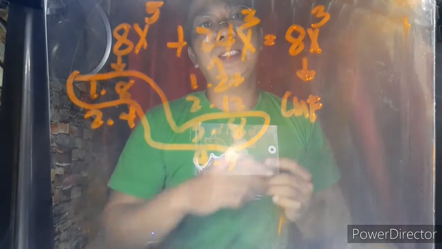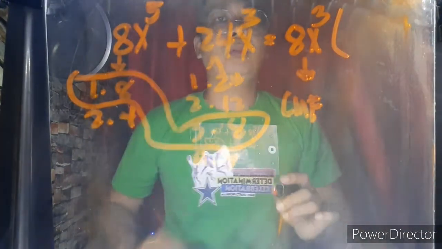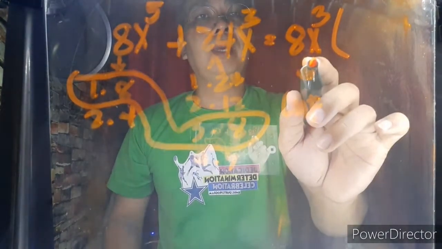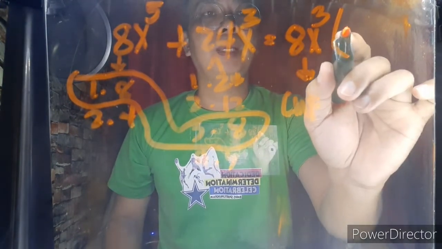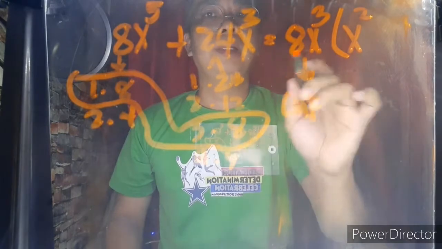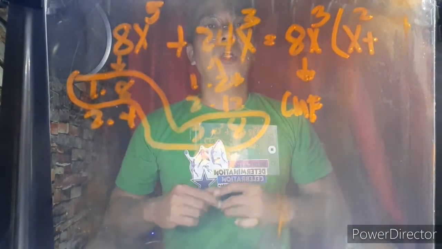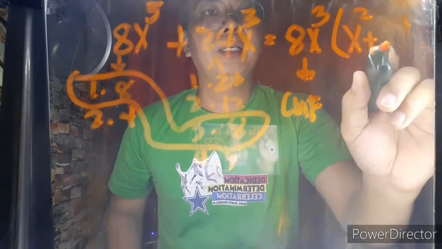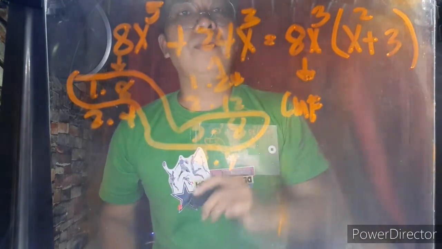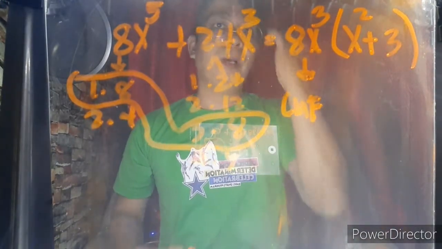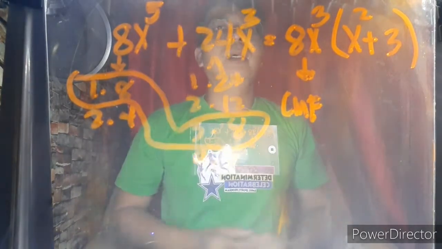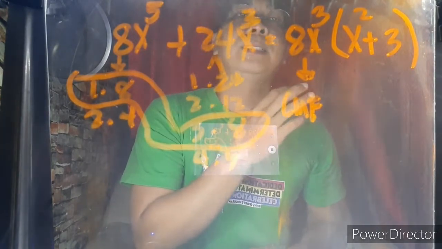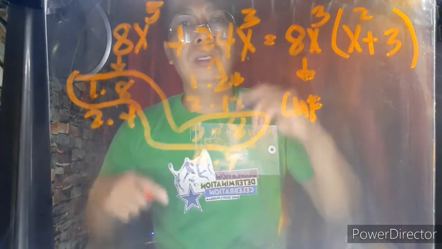And then after finding the CMF, let us now divide the two terms. 8x to the 5th power divided by 8x cubed, the answer is simply x squared. Then plus 24x cubed divided by 8x cubed, the answer is 3. So therefore, the factor of 8x to the 5th power plus 24x cubed is equal to 8x cubed multiplied by x squared plus 3.